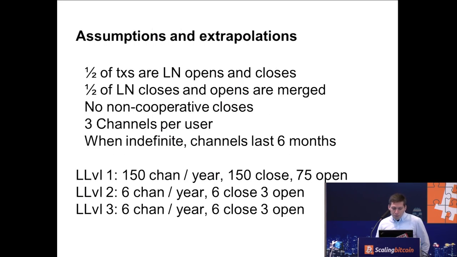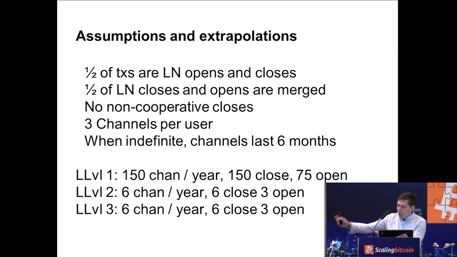So the assumptions I'm making for these back of the envelope calculations: I'm going to say half of transactions in blocks are Lightning channel open and close transactions, which, yeah, maybe. And I'm going to say half of the Lightning Network close transactions are also Lightning Network open transactions. So I'm closing one channel and immediately, in the same transaction, opening another channel, which is quite possible if you have the cooperation of your counterparty.